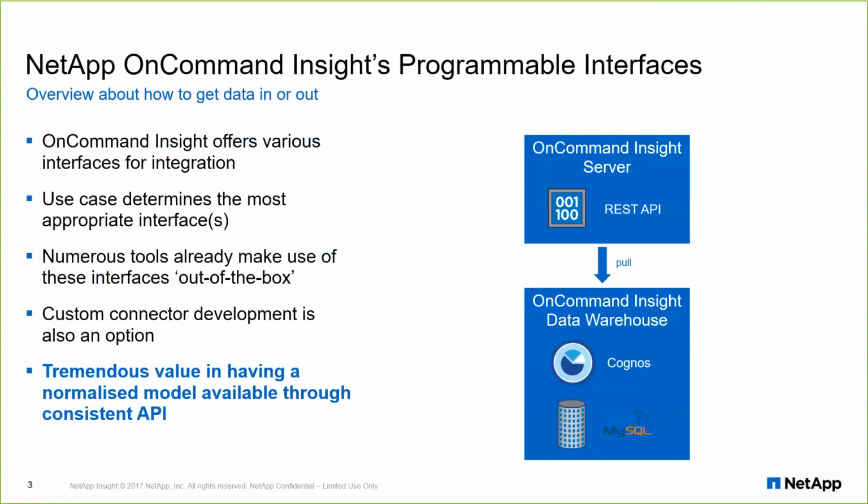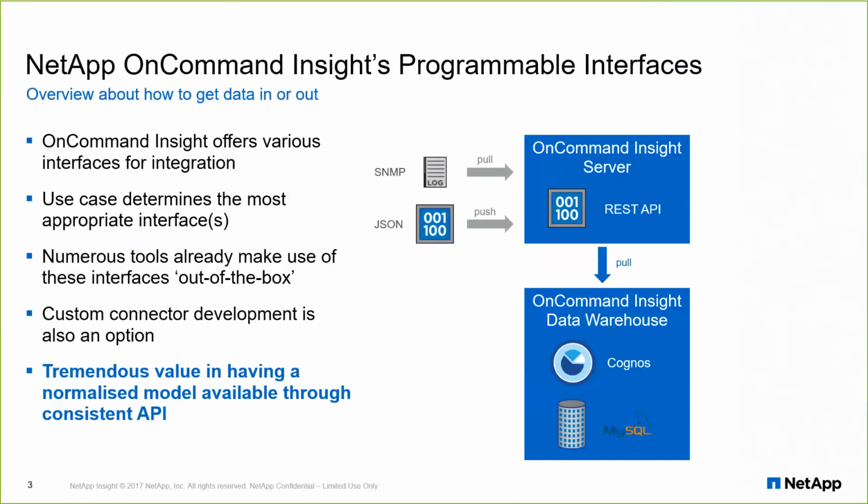So we offer various points of integration, certainly. What you're trying to do will determine what you're probably going to use. Again, as I mentioned, if it's very custom work, you'll probably be using the REST API. If it's a simple message passing between your ticketing system and OCI for somebody to look at something, that's probably email. There's already a number of tools that use these interfaces out of the box that you can integrate with, but custom connection development is an option. And it's very valuable to have a set of consistent APIs across the platform.